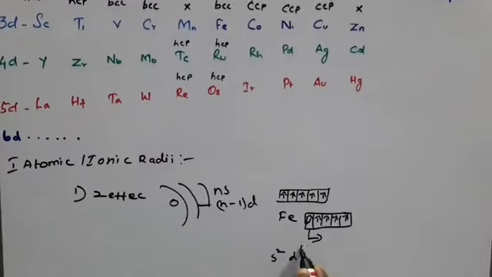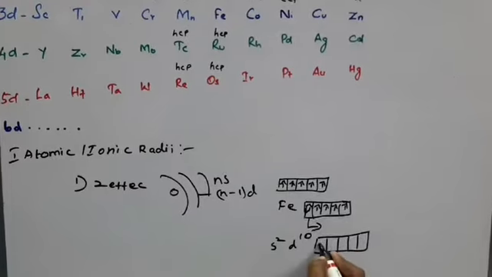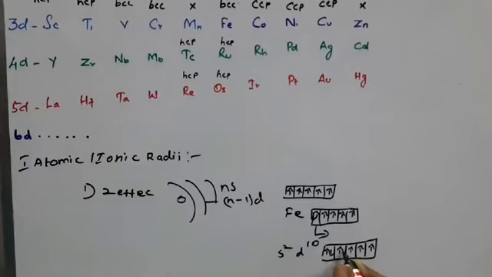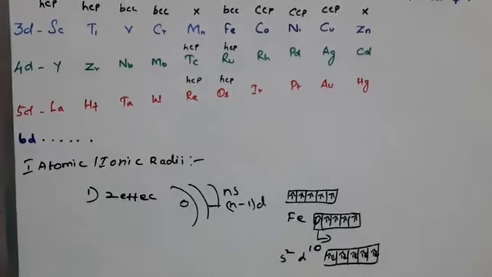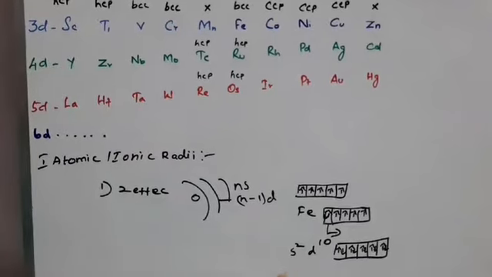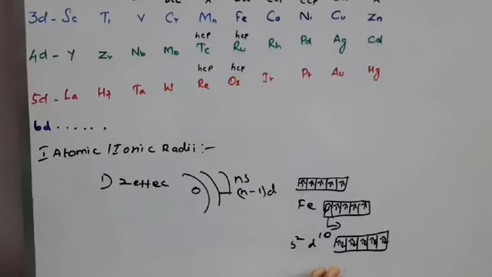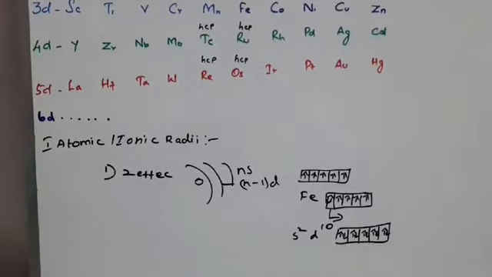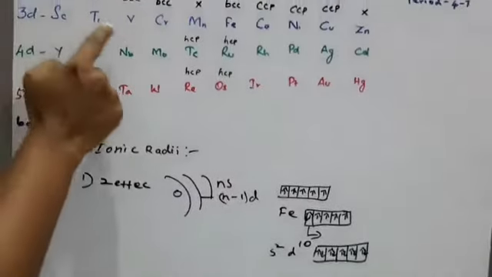3d10 4s2 configuration. Okay, so zinc: 1, 2, 3, 4, 5, 6, 7, 8, 9, 10. Okay, completely filled. So completely filled, there is no repulsion taking place. So now here the effective nuclear charge and the repulsions are counterbalanced and the repulsion is dominant, so that it slightly increases. Okay, students, atomic and ionic radii first decrease, scandium to vanadium.